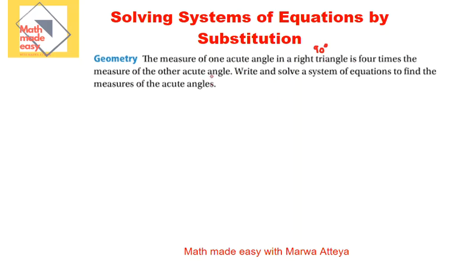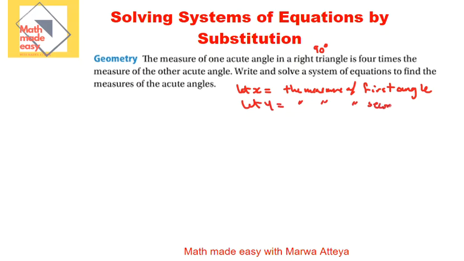So I'm talking about two different acute angles. One of them is 4 times the measure of the other. Write and solve a system of equations to find the measure of the acute angles. So I want both of them. Before you do anything, always define a variable. So let x equal the measure of the first acute angle and y equal the measure of the second acute angle.